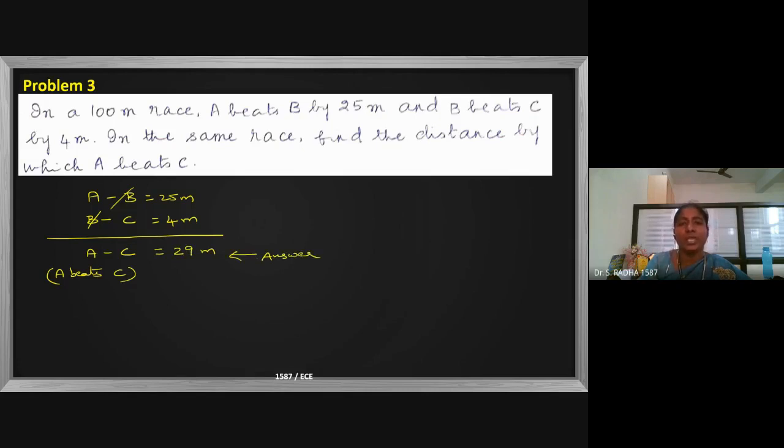A beats B means it is A minus B, and B beats C means it is B minus C. We are writing equations in the same race. If it is a different race, we cannot apply all these equations, because it is the same race. Same race means the distance is 100 meters only. Already A and B are compared, B and C are compared. Finally, they are asking for the comparison of A and C.